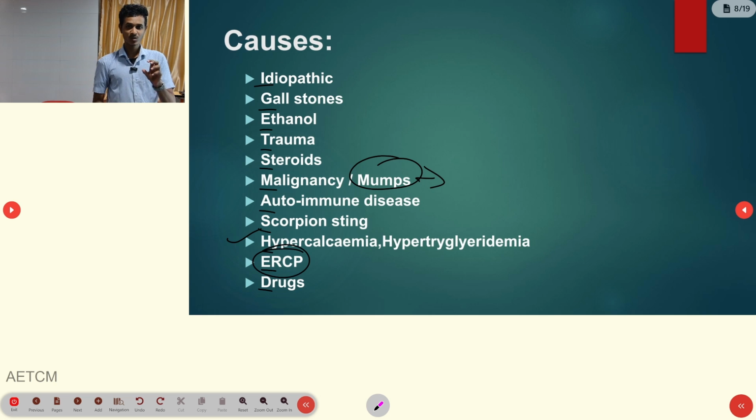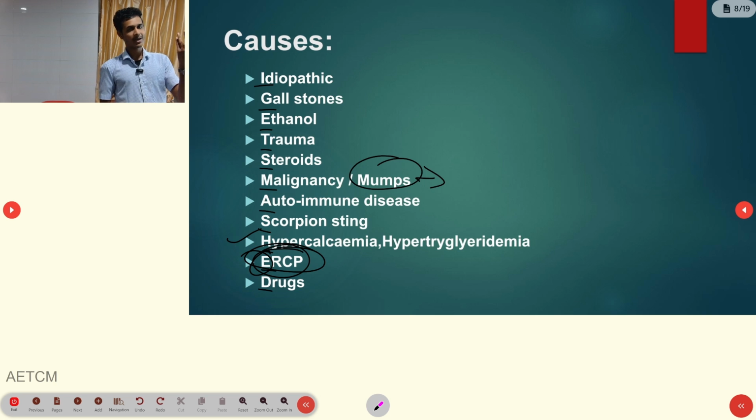ERCP means endoscopic retrograde cholangiopancreatography. This is one of the endoscopic methods, usually performed if you want to check the gallbladder or biliary tract, or if you want to check the pancreas. ERCP is actually one of the diagnostic procedures for pancreatitis. But if there is any breach in sterility, or if any obstruction happens while doing the procedure, that leads to pancreatitis.